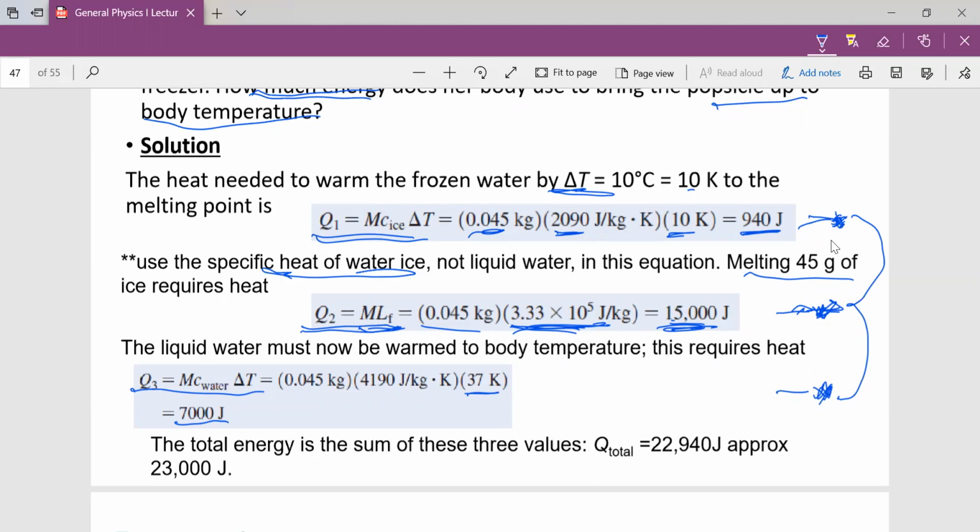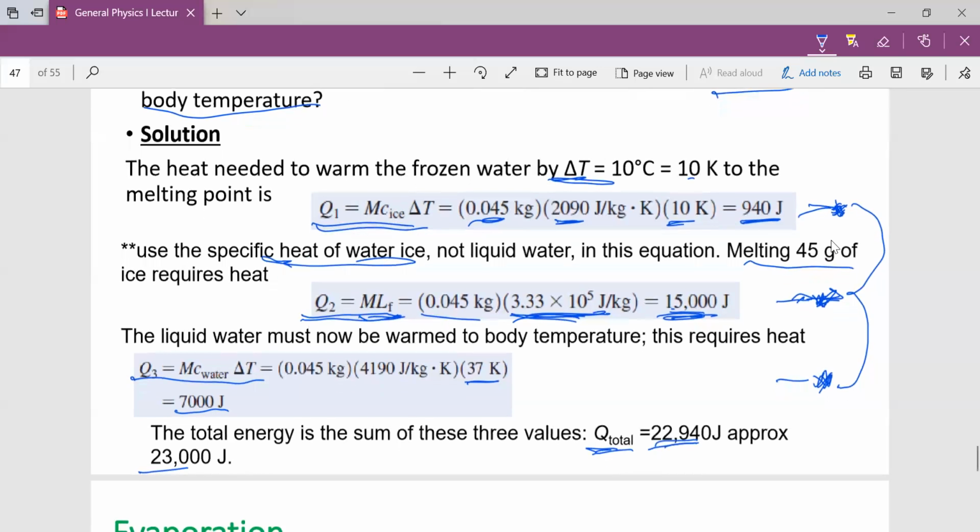Okay. So we now take the total heat, summing Q1 plus Q2 plus Q3, we call it Q net, or total heat. It gives us this, but in your test, you're going to see it as 23,000 joules. It is approximated to the 263.